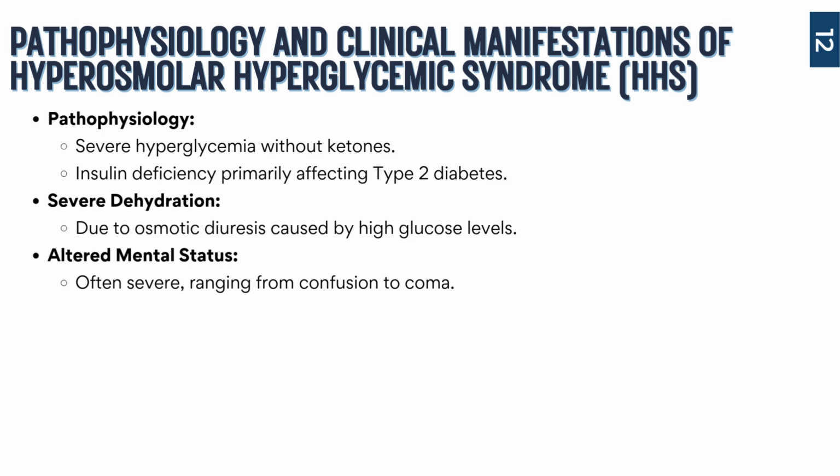So to summarize, HHS is characterized by that severe hyperglycemia, often above 600, severe dehydration, and altered mental status, but it lacks the acidosis that is found in DKA. So if you recognize this distinct picture, the distinction between HHS and DKA, it's going to help guide treatment and know what to do, because there's no acidosis in this, and we need to really push fluids, right? Fluids.